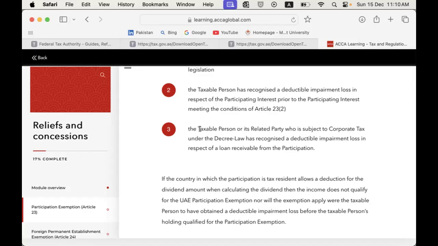And the rationale, probably what I understand, is that circumstantial change is the reason. Secondly, an actual action has consequences as well. So if this company had already booked an impairment loss, it was an actual action which has a consequence. That consequence is that participation exemption will no longer be there.